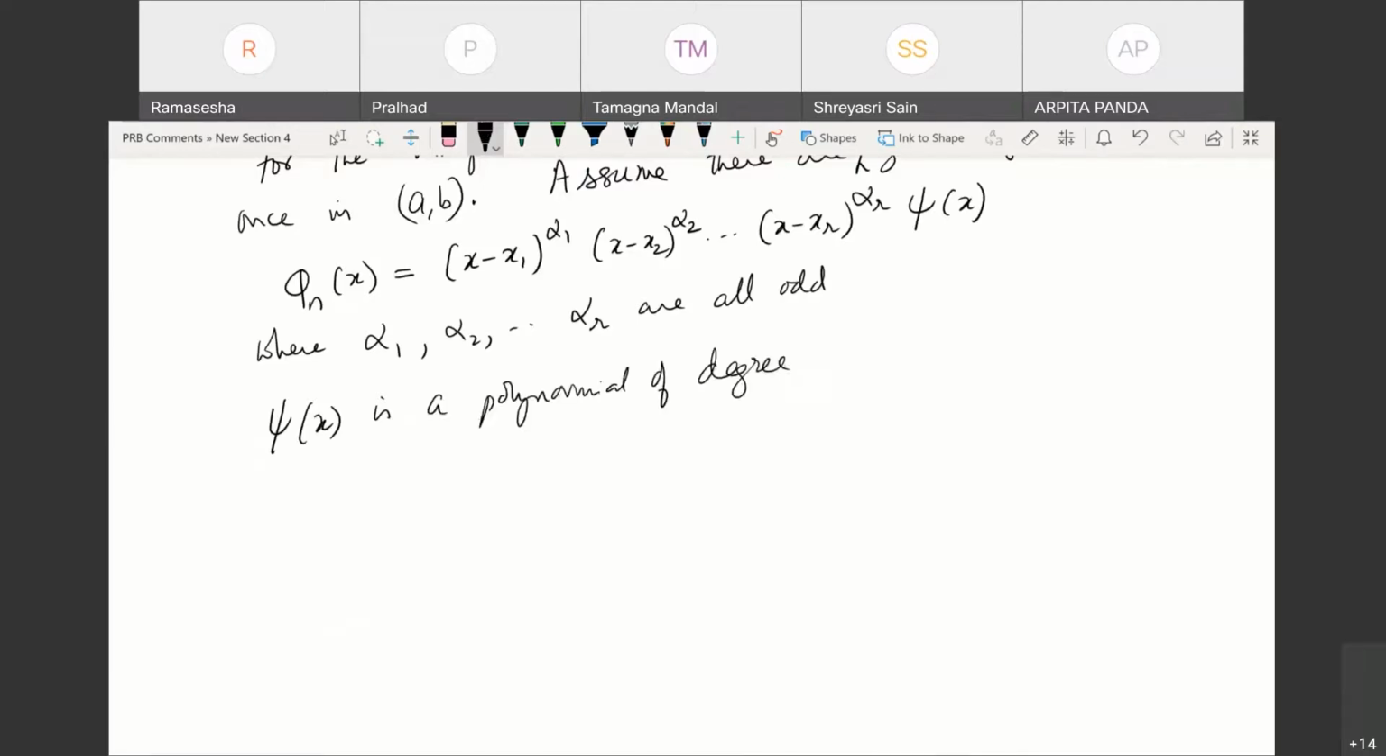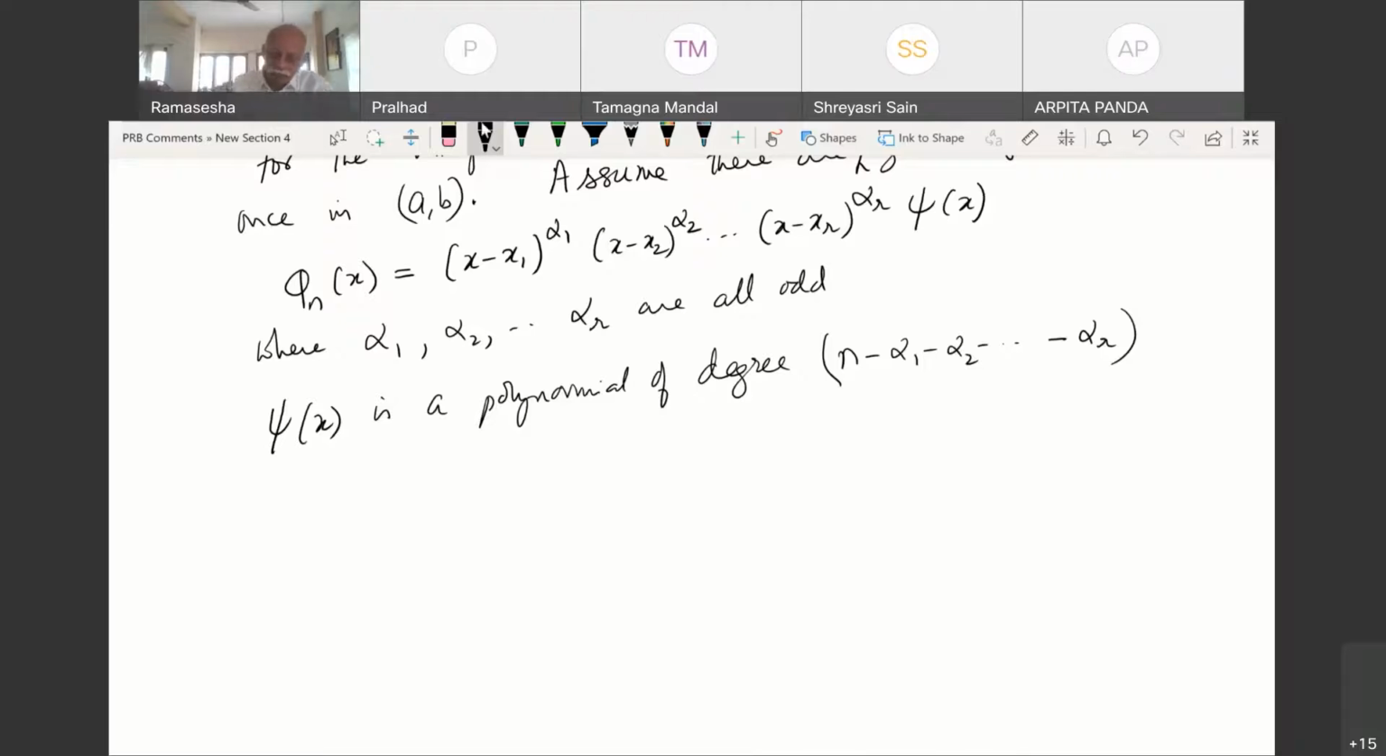I put alpha for all, or 1. N minus alpha 1 minus alpha 2 minus alpha r. Okay. So (x minus x1), (x minus x2), (x minus x3) to the power alpha and so on. Each one gives you polynomials of degree alpha 1, alpha 2, and alpha r. So psi x, P n x is a polynomial of degree n. So psi x must be a polynomial of degree less than n, given by n minus alpha 1 minus alpha 2, and so on.